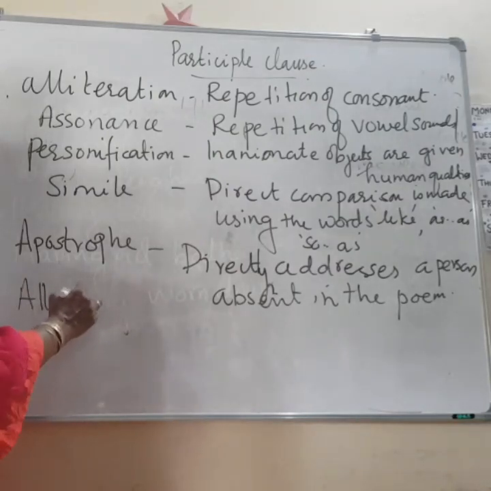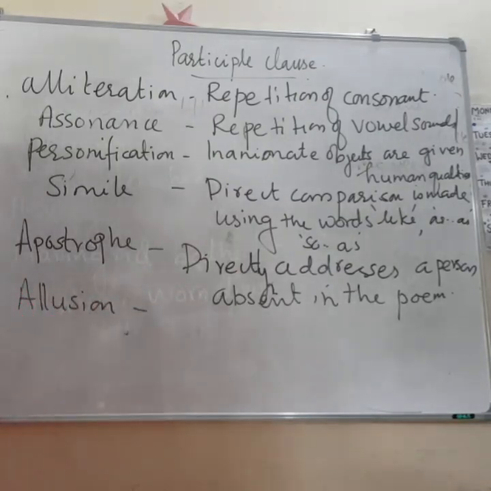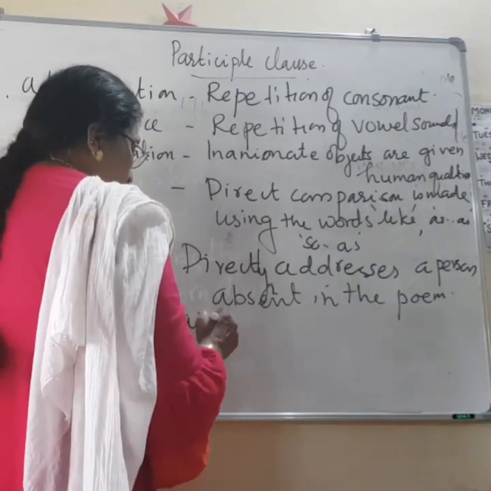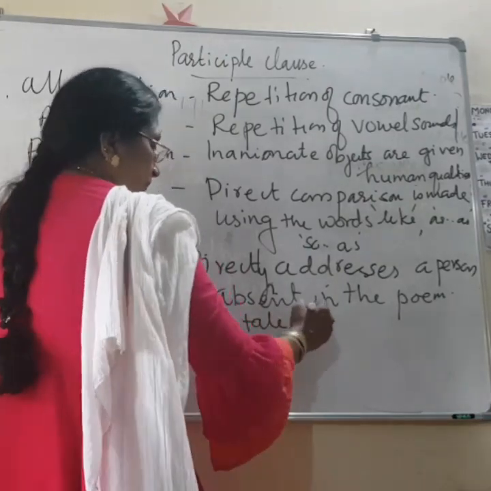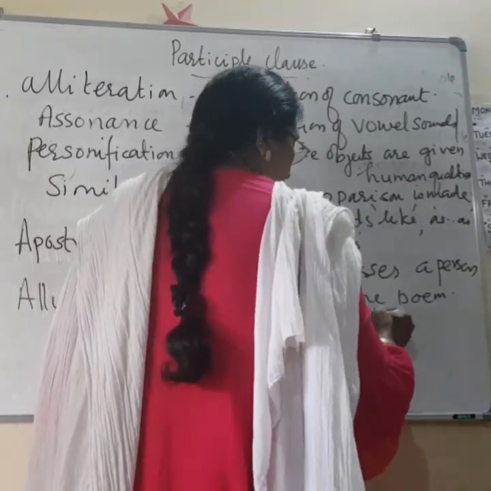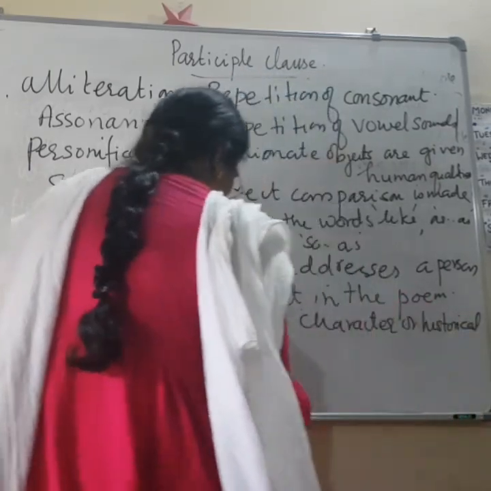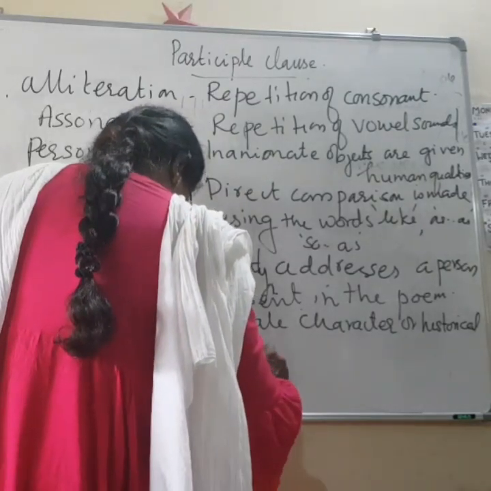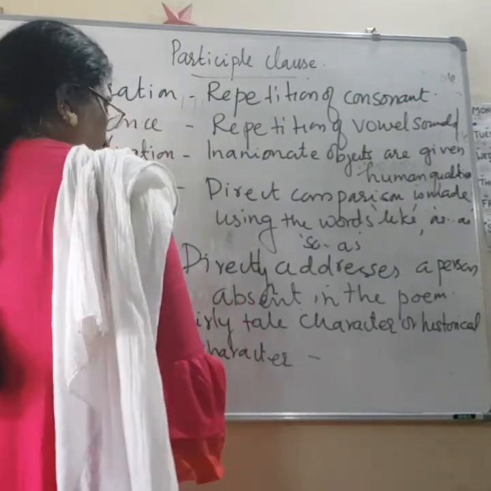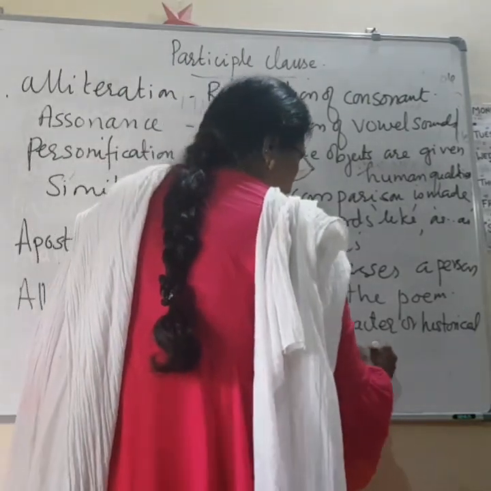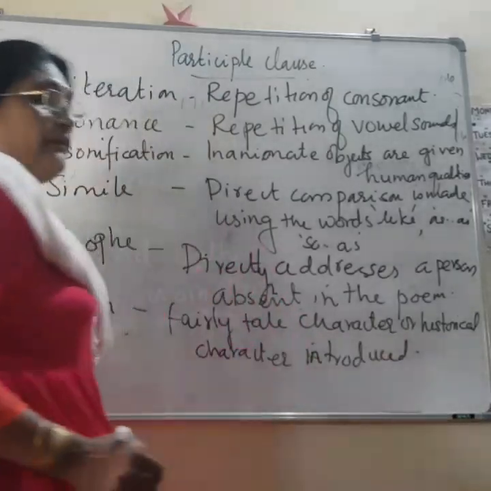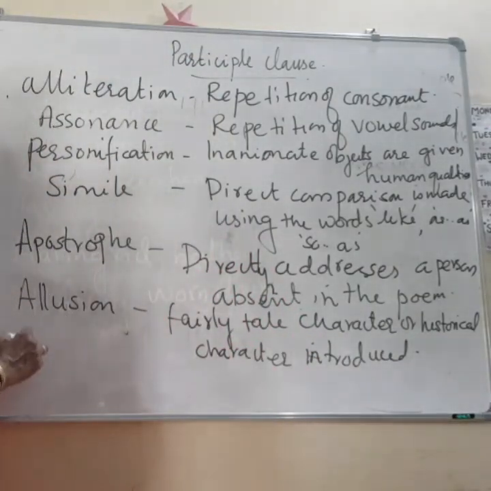Next is allusion. These are the new things you are going to learn. Allusion means any fairy tale character or historical character is introduced in between the poem, then the FOS is called allusion. Clear?